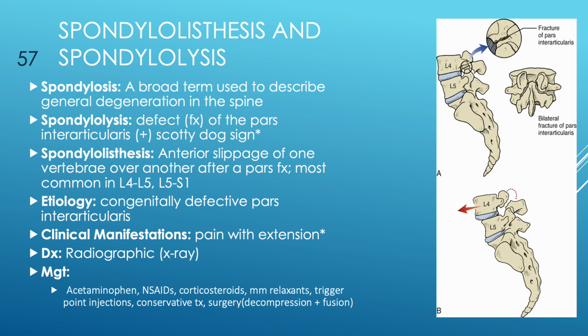It is also diagnosed with X-ray, CT scan, or MRI to assess the degree of slippage. Management includes acetaminophen and NSAIDs, corticosteroids, muscle relaxants, trigger point injections, and conservative treatments such as physical therapy to improve strength, flexibility, and posture. Surgical management involves decompression and fusion surgeries, which are procedures aimed at relieving nerve compression and stabilizing the spine by fusing affected vertebrae together.